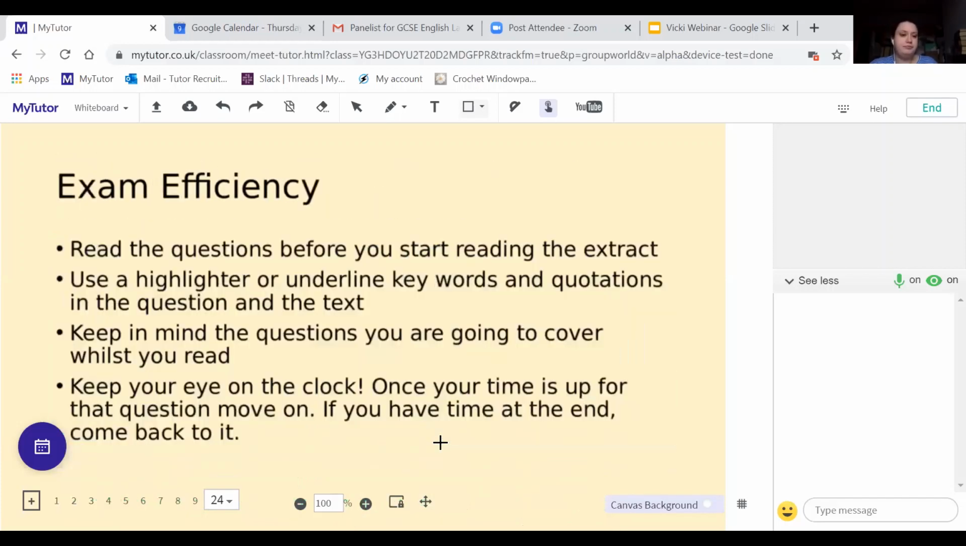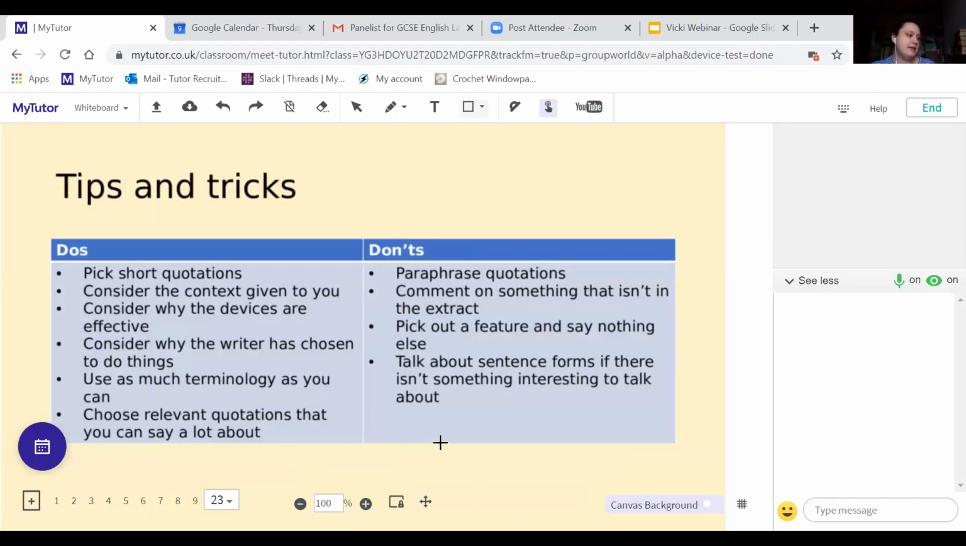So my tips and tricks then. I've had a look over the examiner reports. I also sent out a message on my teacher Twitter asking some teachers what they felt their students commonly did which limited their marks, and this is what has come back from those two resources.